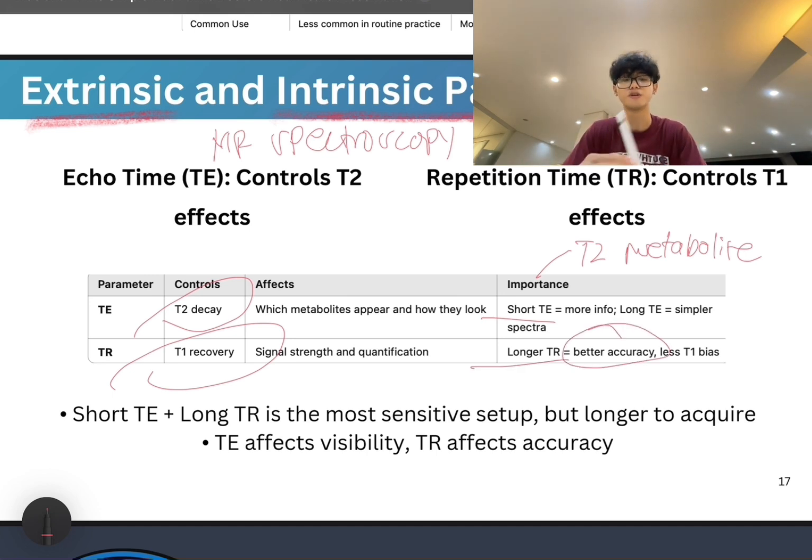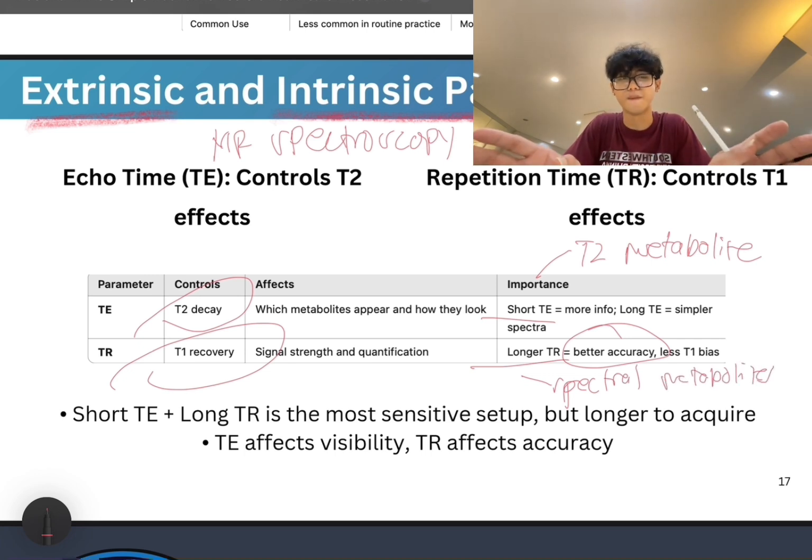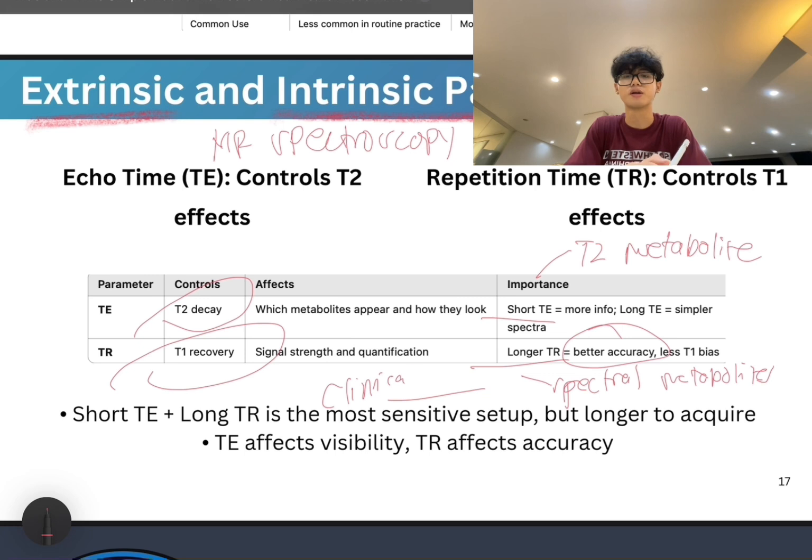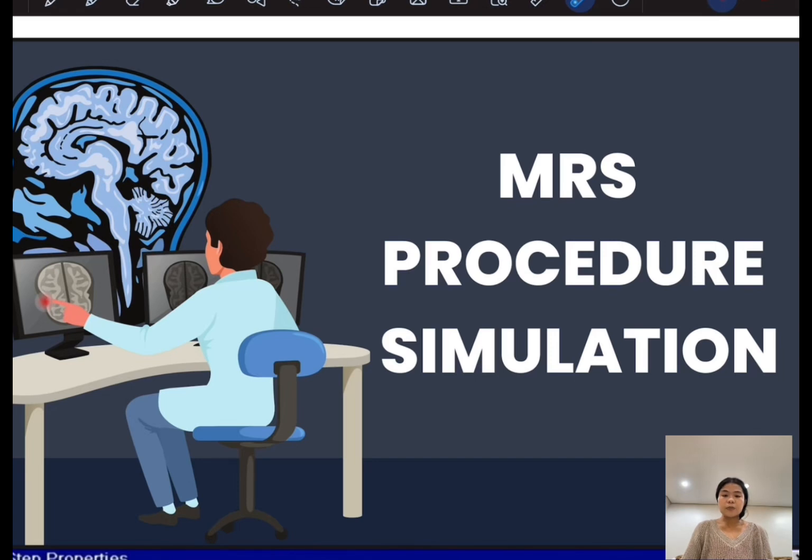For repetition time, you also use a long repetition time in order to have better accuracy and also a wide variety spectrum of metabolites, which is useful for clinical imaging, and a shorter echo time for specific metabolites, which is useful for research. So now, we will discuss the MRS procedure simulation, or the spectroscopy simulation on the machine.